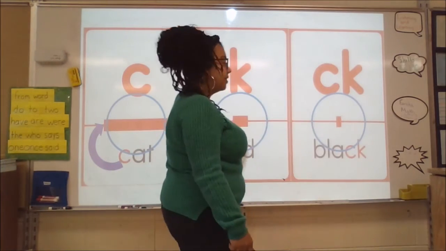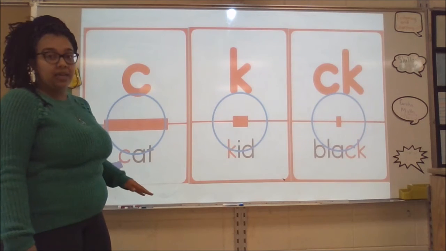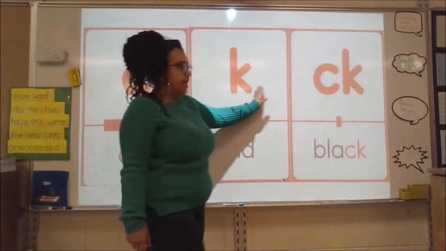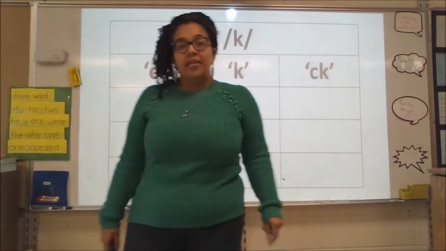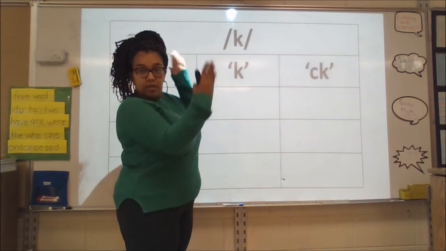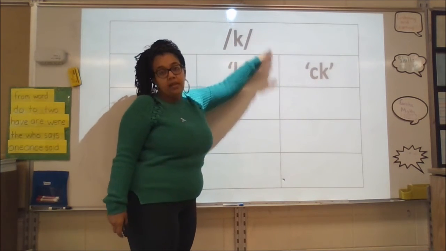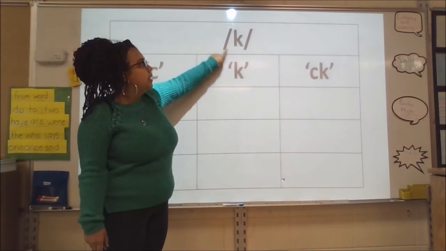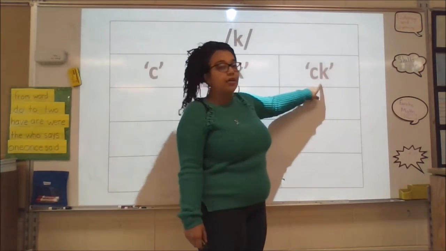CK. And in the middle, sometimes we use the K, kid. Good job. Okay, so these are the different ways to spell the sound K. So now that we know that this is the sound K, when it looks like this with the two little lines beside it, that means I want the sound. The sound K spelled C, the sound K spelled K, the sound K spelled CK.